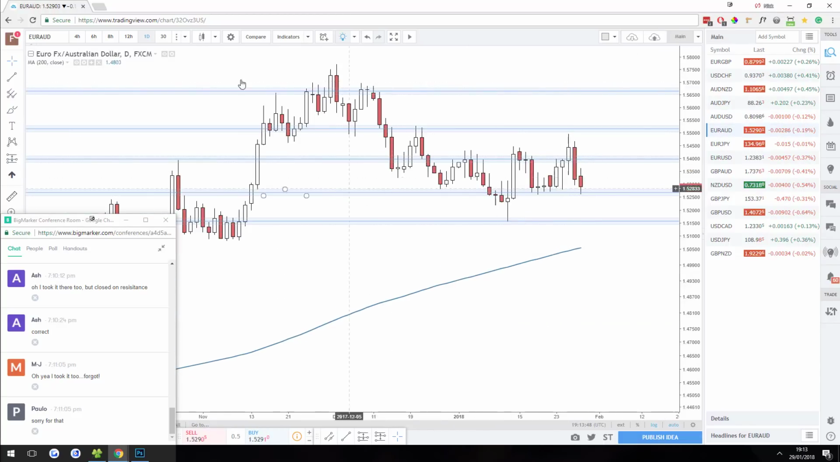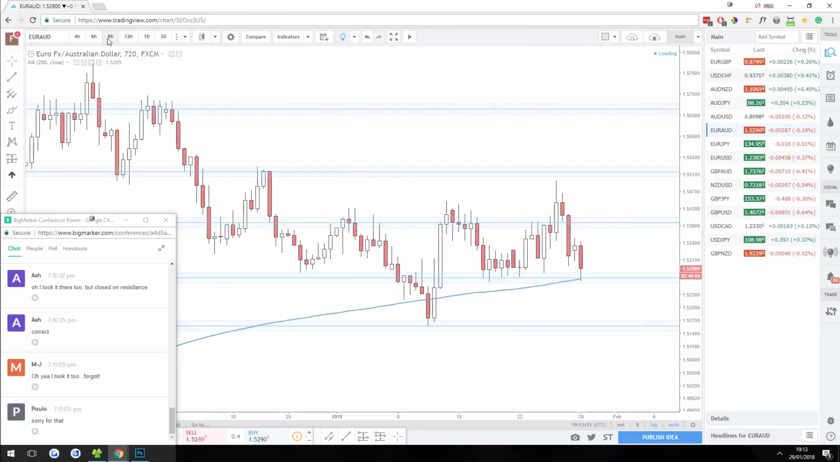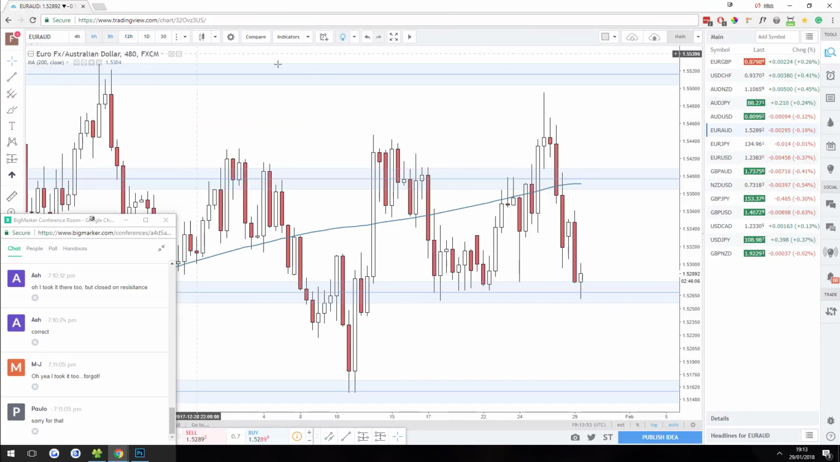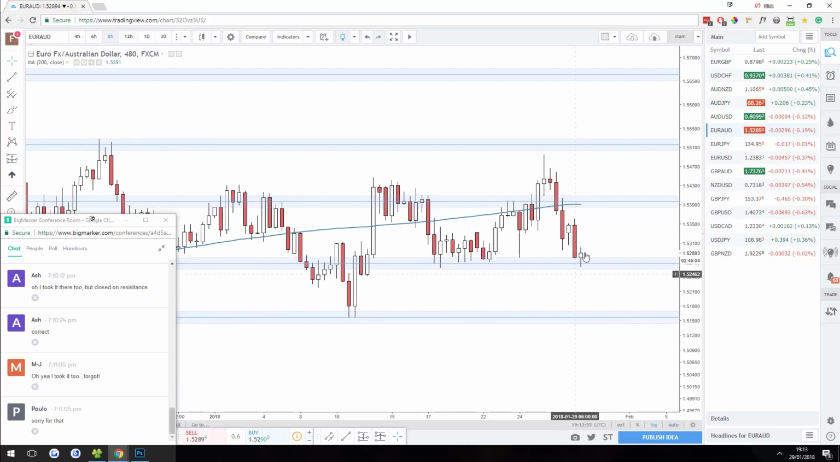So Euro AUD, getting some indecision forming on top of this support area.